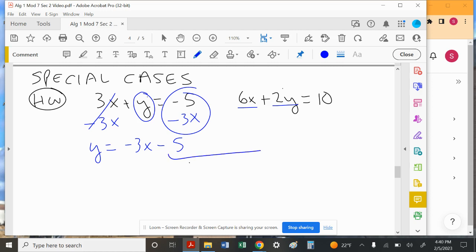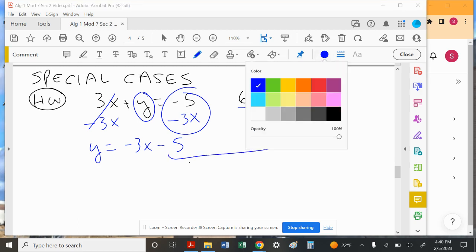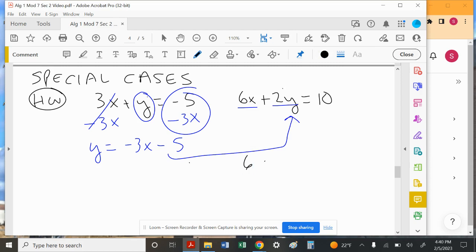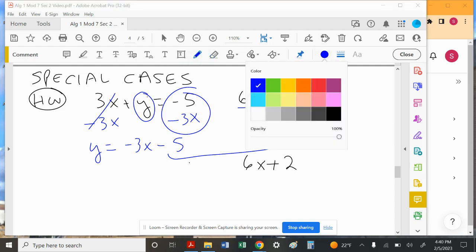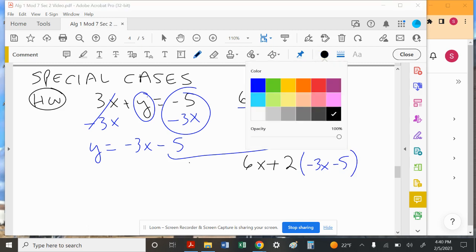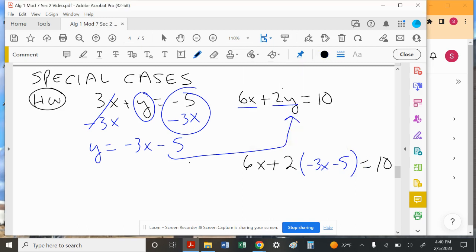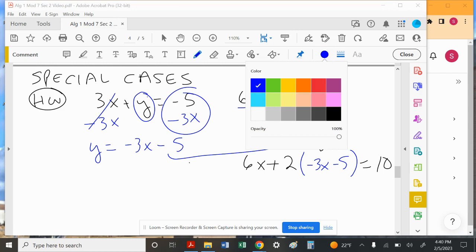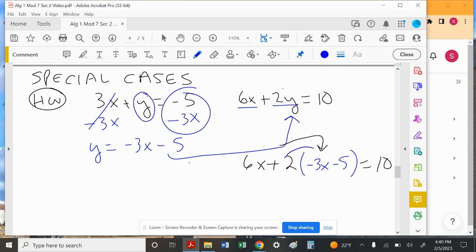And now I'm going to plug this into this equation right here. So I have 6x plus 2 times, now I'm going to plug it in, negative 3x minus 5 equals 10. So notice that where I put a y there, I plugged in my value there. So that's how you plug things in. And now we're going to solve it. So we're going to distribute.